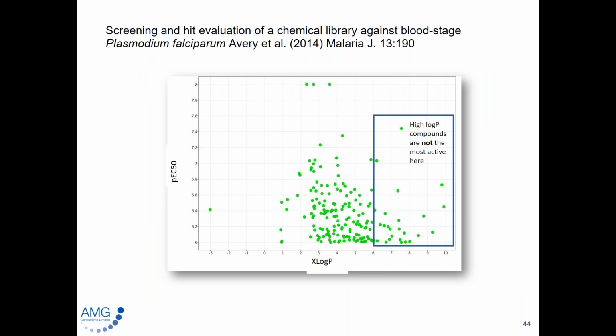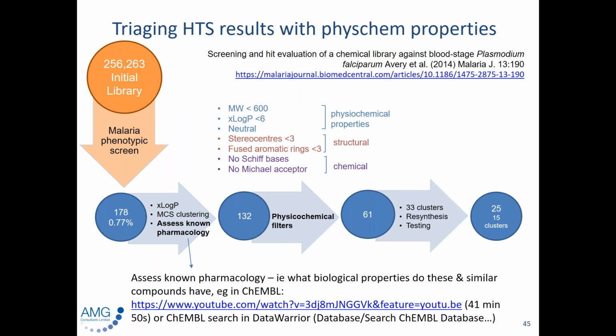One other note about this paper is that in the process, they also looked at known pharmacology of the compounds that they were triaging down, and we've talked about that before as well. And you can do that with a KNIME workflow, or indeed in Kemble, and there's a YouTube video you can look at about that.